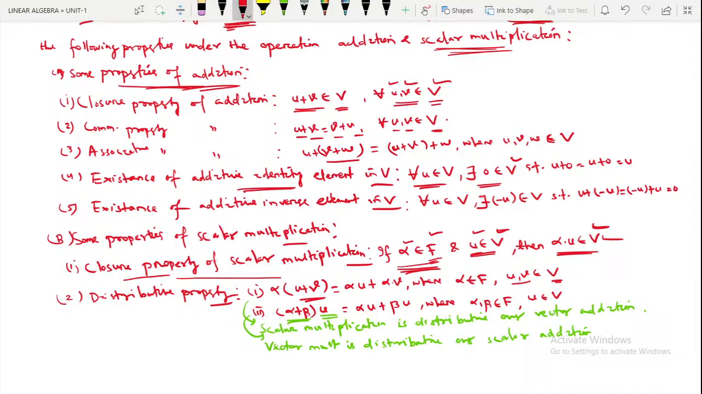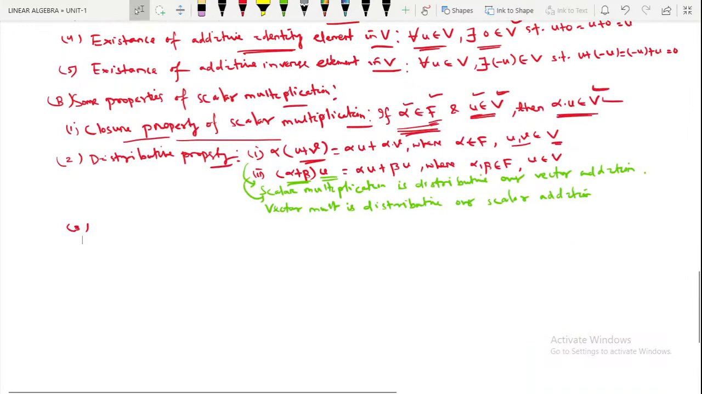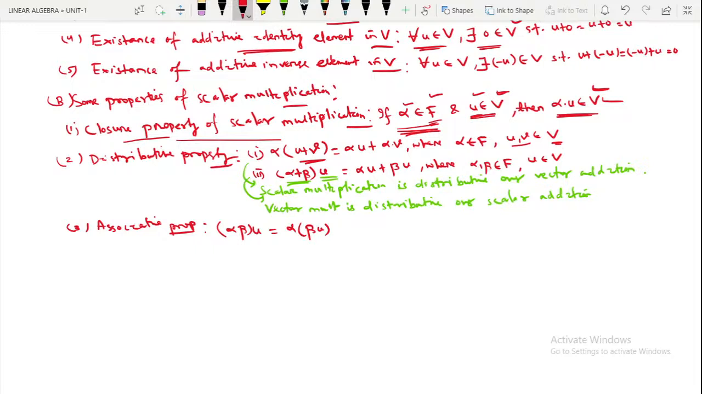Then comes the third property. After closure property of scalar multiplication and then distributive property, then associative property. So what is your associative property? The associative property of scalar multiplication: (alpha beta) times u must be equal to alpha times (beta u), and this is also equal to beta times (alpha u), where alpha, beta are two scalars and u belongs to V.